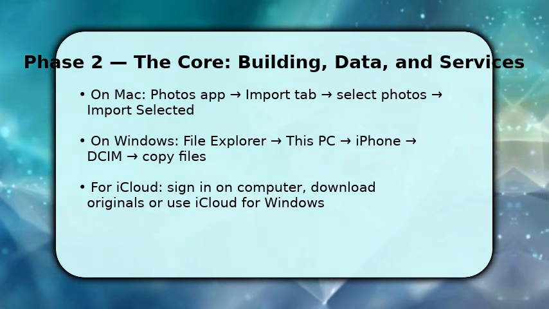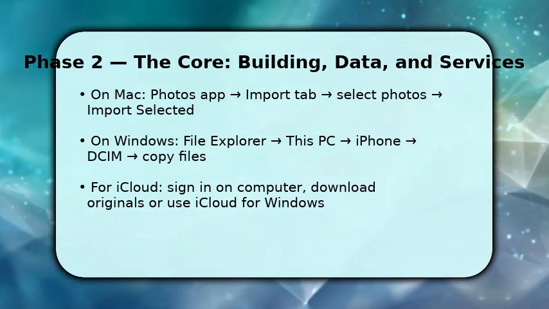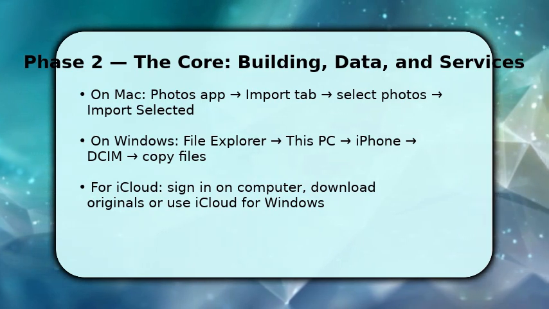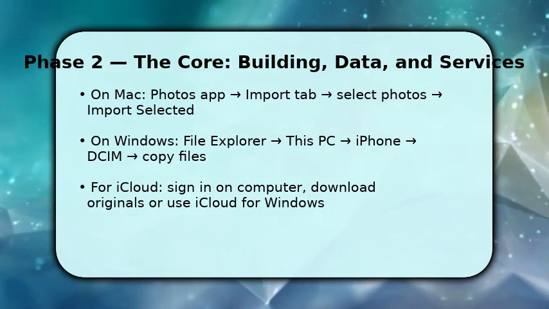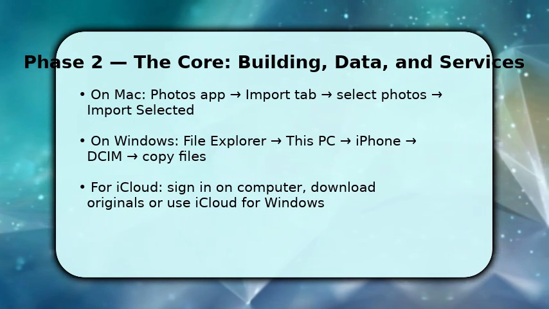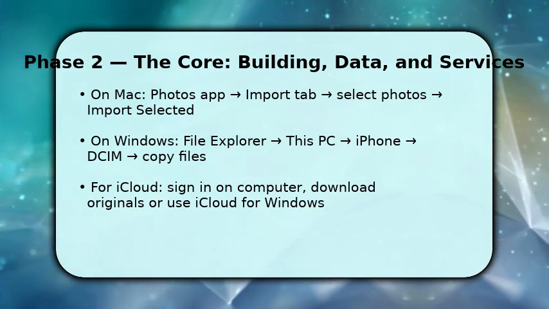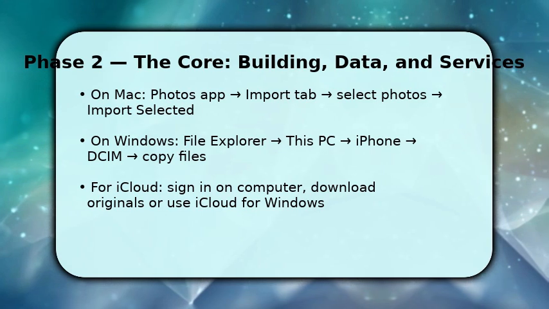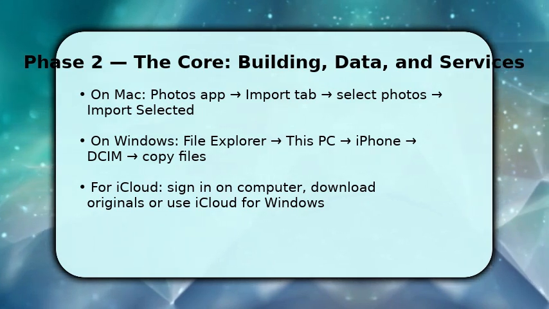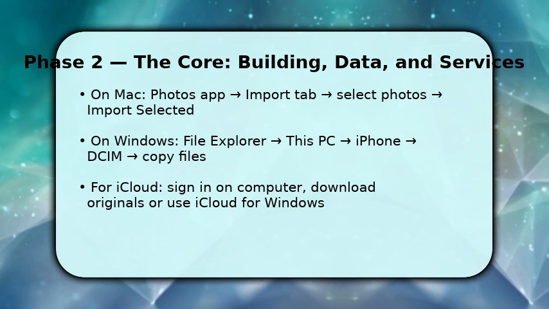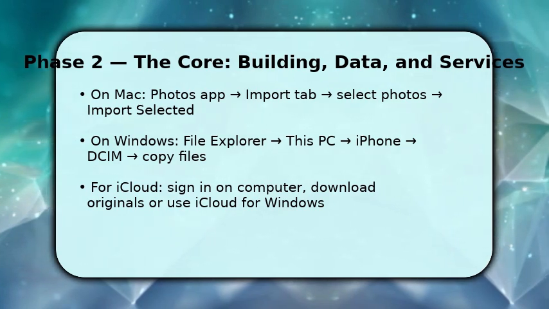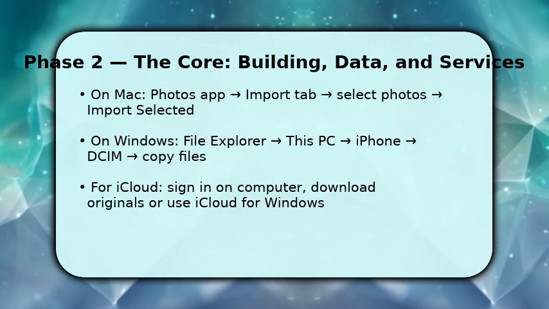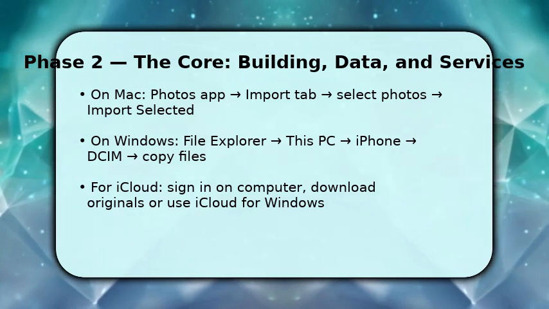On Windows, open File Explorer, navigate to This PC, right arrow your iPhone, right arrow DCIM, then copy folders or specific files to a local folder to control organization. If you use iCloud Photos instead, sign into iCloud on the computer and download originals, or enable iCloud for Windows. This centralizes images across devices, but may take longer to sync everything.